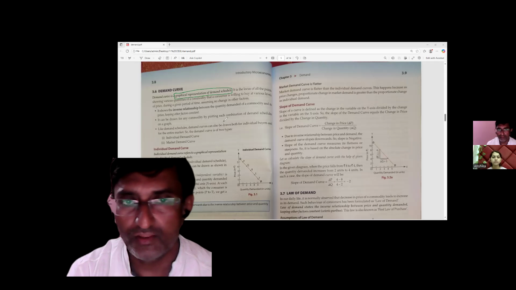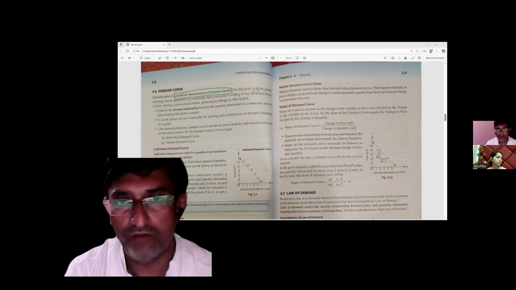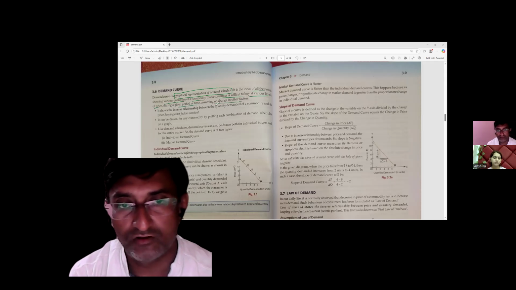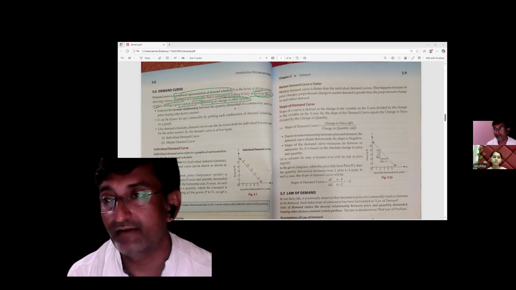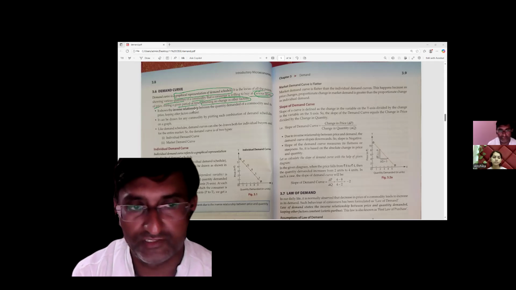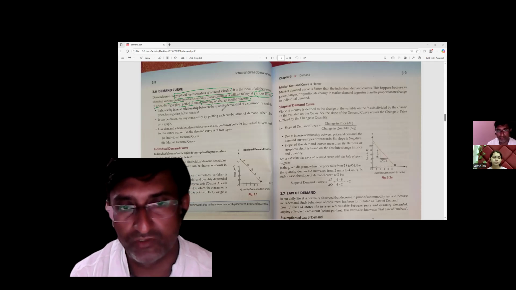Now, it is the locus of all the points showing various quantities of a commodity that the consumer is willing to buy at various levels of price, during a given period of time, assuming no change in other factors. Price will change in this case, but other factors are constant. It shows the inverse relationship between the quantity demanded of a commodity and its price, keeping other factors constant. Again, this question will be asked in the examination.